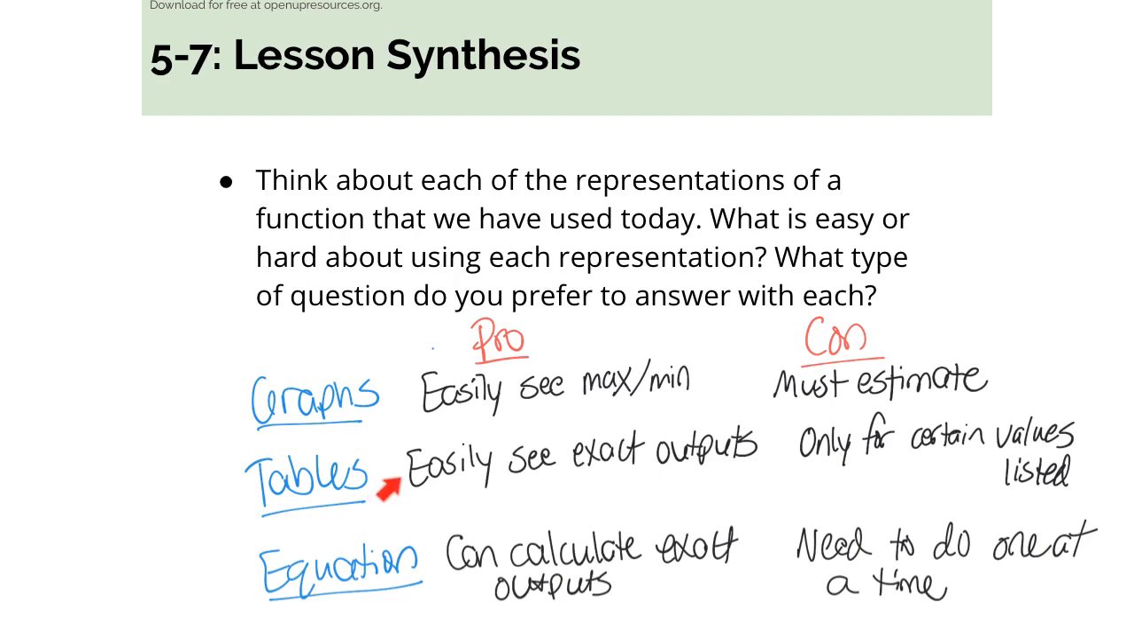Tables, it's easy to see exact outputs, but we can only see those outputs for the certain values that are listed, not for any value we may want. And equations, a pro is that we can calculate exact outputs, but we have to do that one at a time. We can't see a bunch of outputs at a time like we can with a table or a graph. So each one of these is useful in certain situations and maybe not as useful in other situations, but we have to be comfortable using all of them.